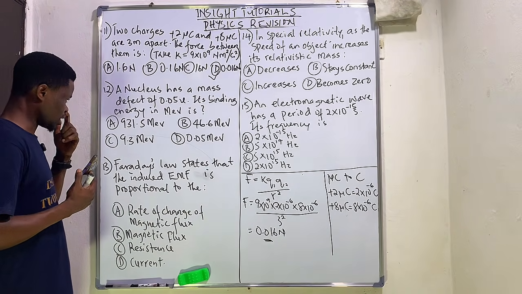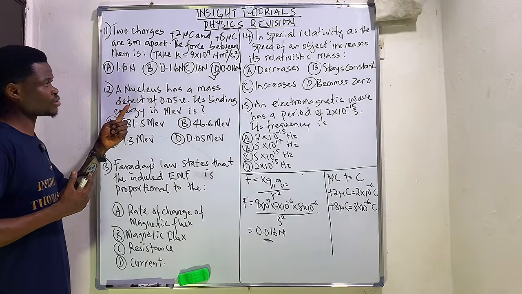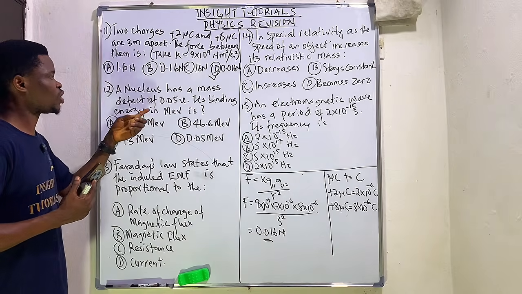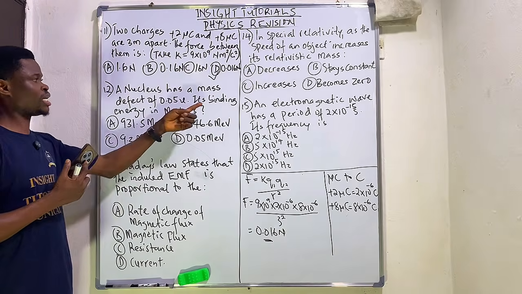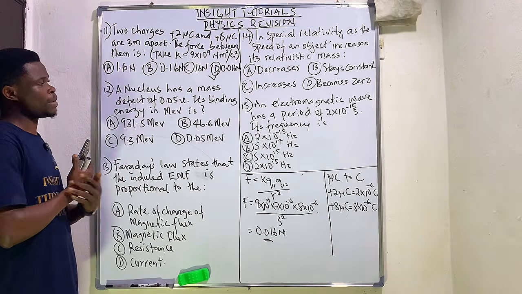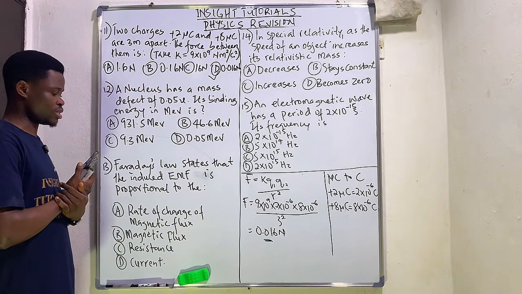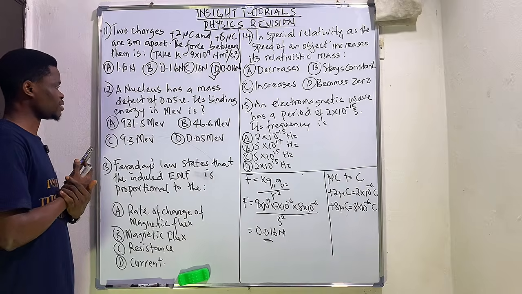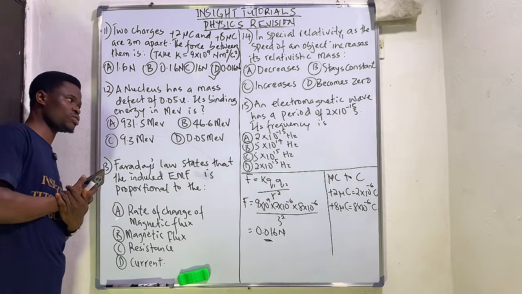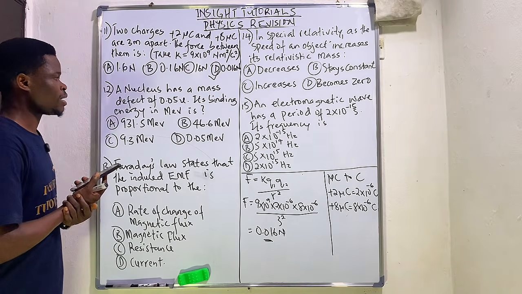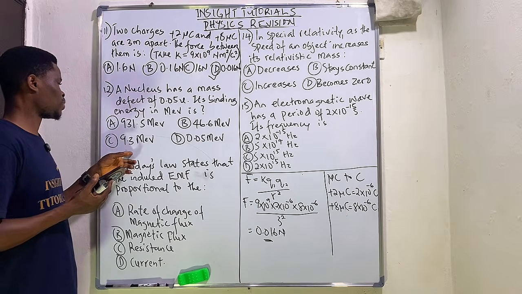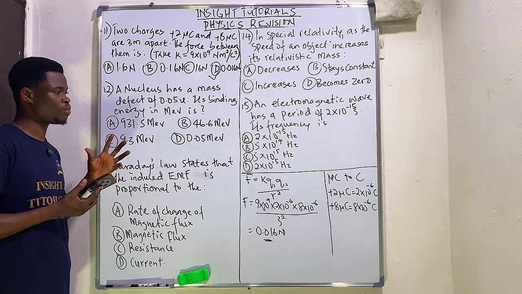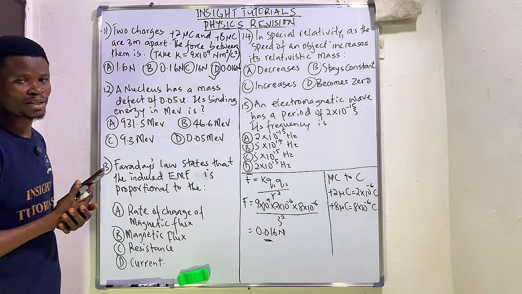Okay, so let's look at the next question. It says that a nucleus has a mass defect of 0.05 atomic mass units. Its binding energy in mega electron volts is: A says 933.5 MeV, B says 46.6 MeV, C says 9.3 MeV, and D says 0.05 MeV.